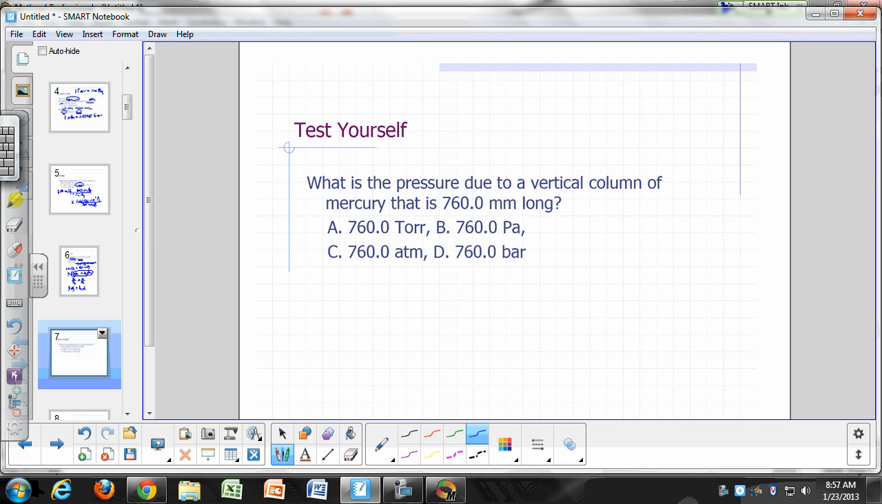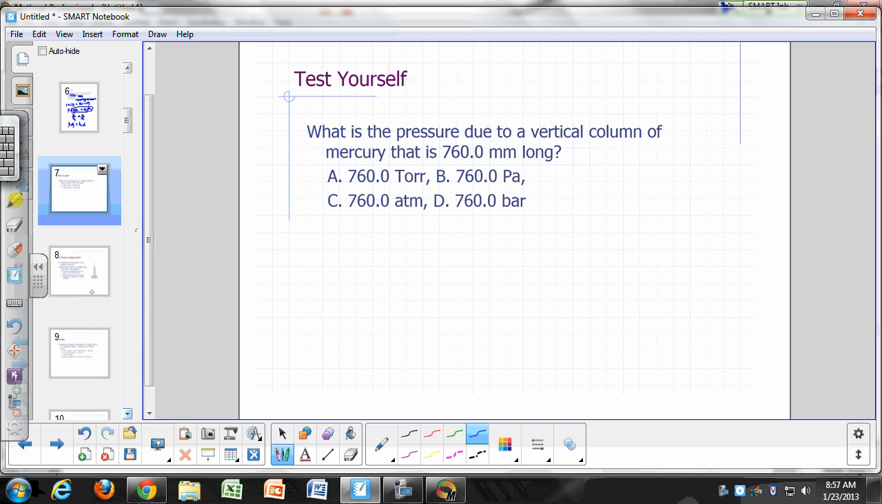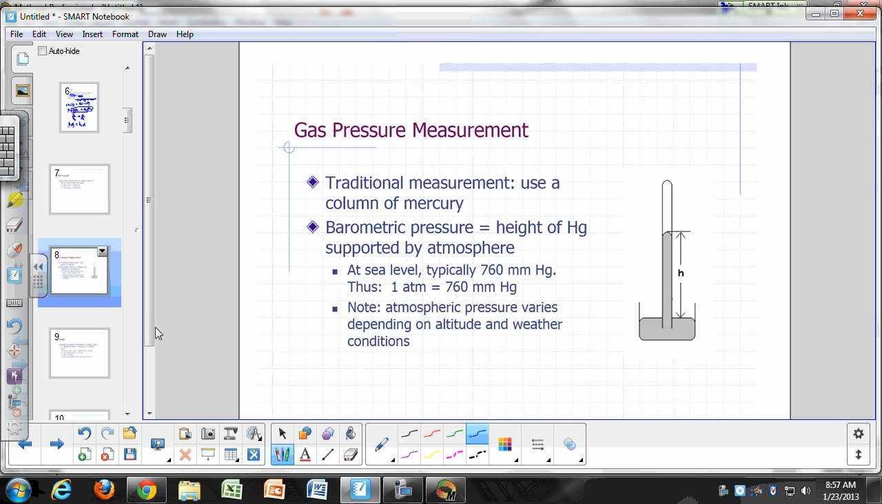So, what's the pressure due to a vertical column of mercury 760 millimeters long? You should be able to do that. We'll just skip that. Okay. This is another conversion.